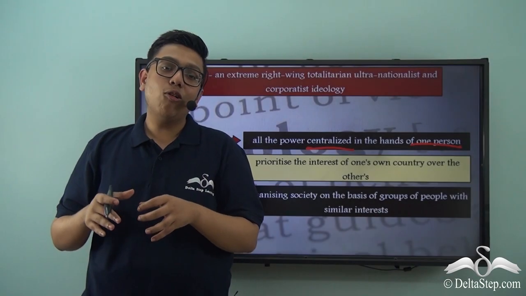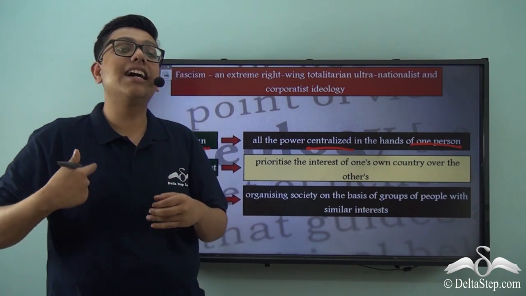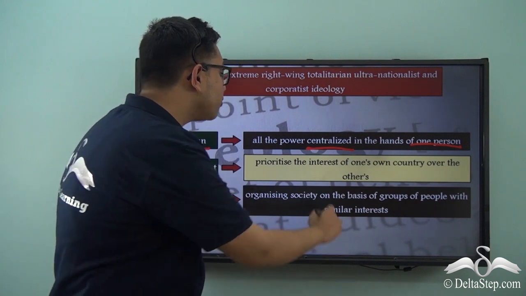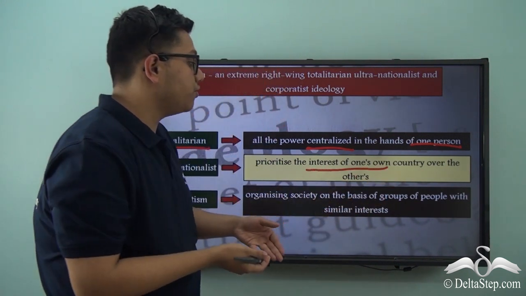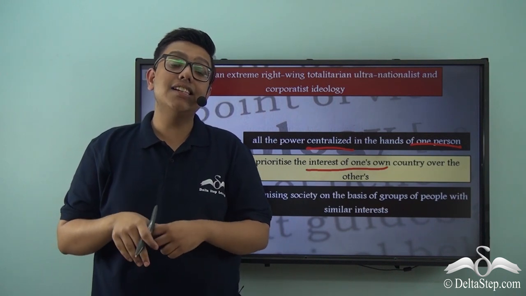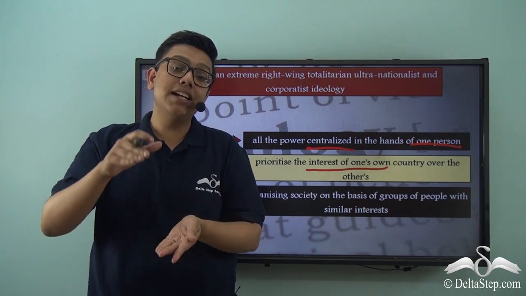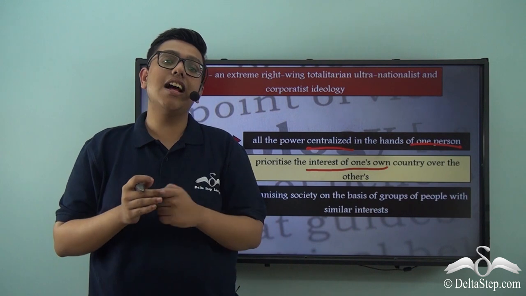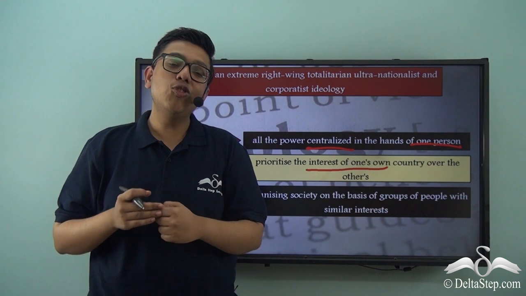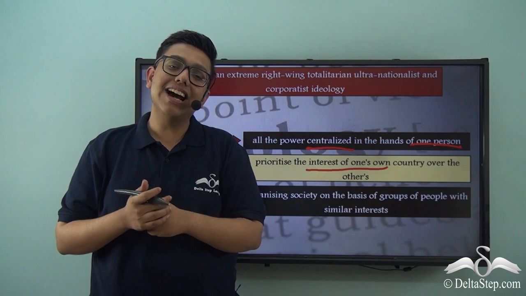Now, fascism also wore the coat of ultranationalism. Now, ultranationalism is this aggressive love for one's own country which makes one prioritize the interest of their own country over the others. And by doing this, they can even justify war just to showcase that their country is superior to the other power. Now, ultranationalism also happens to be called aggressive nationalism. And to know more about aggressive nationalism, you can click on the link below to access the iDictionary feature.